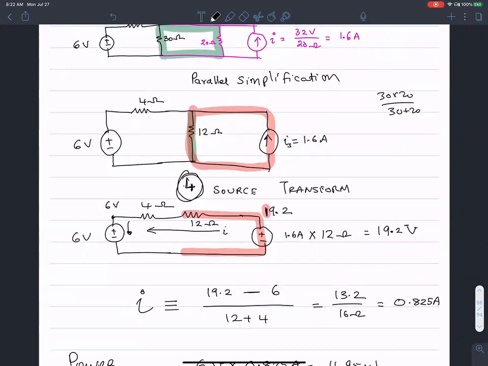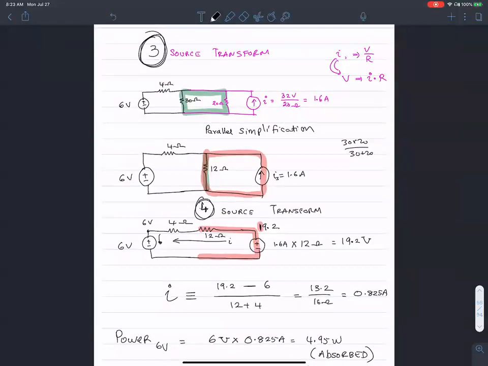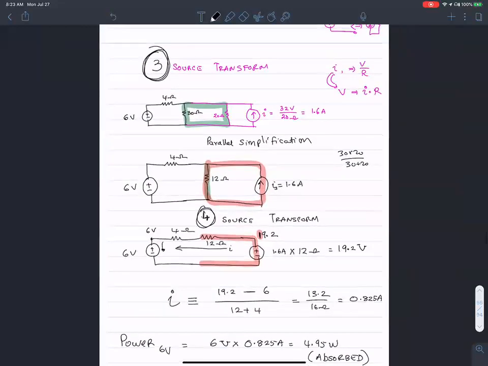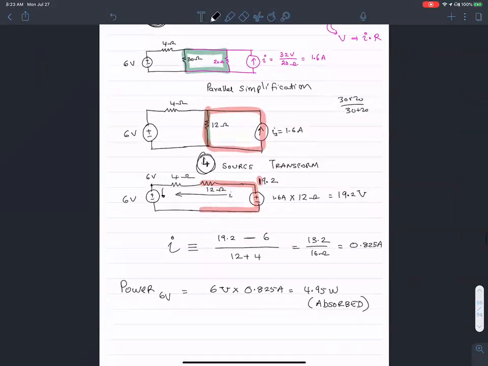I converted a current source to voltage source to current source, and that's all there is to it. That's the idea of source transformation. Does that make sense? Yes. Questions, please.